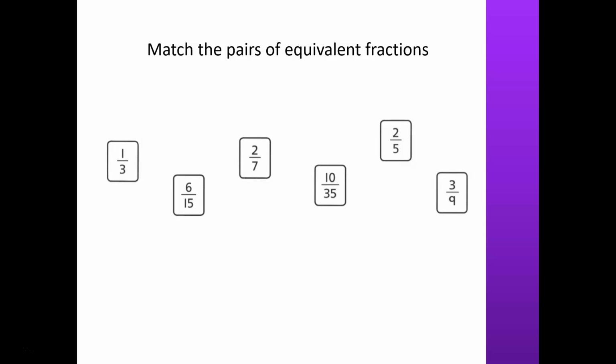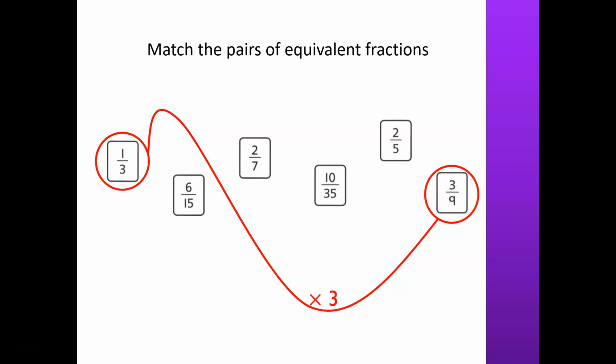How do you think you got on? Let's examine these fraction cards together. Knowing that equivalent fractions are calculated by multiplying or dividing both the numerator and the denominator by the same number, I can identify that 1/3 and 3/9 are equivalent.